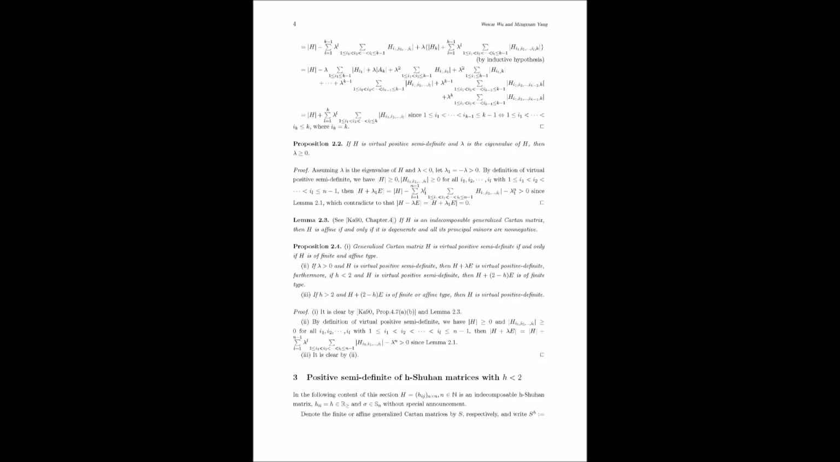Well, since we assume that negative lambda is an eigenvalue of H, this means that H plus lambda E is singular. This is a fundamental property of eigenvalues. Adding an eigenvalue times the identity matrix to the original matrix results in a singular matrix, meaning its determinant is 0. Oh, that makes sense. Right. So we have 0 on the left, but where's the contradiction?